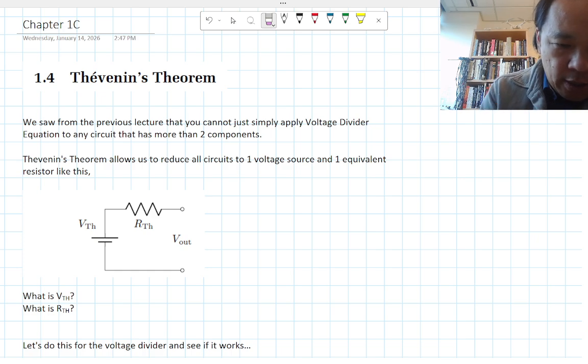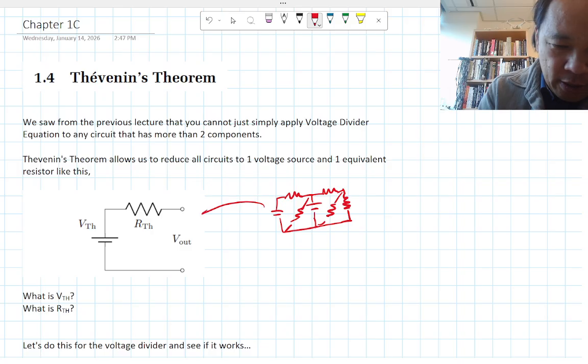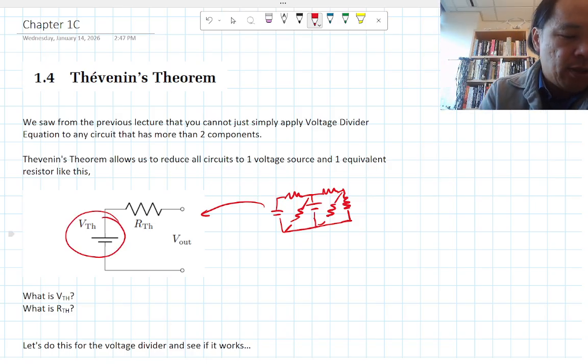So the idea is that anything, like let's say I have this crazy circuit that has multiple resistors, multiple battery power supplies. Let's say this is connected to ground, right? And then you have another resistor here, another resistor here, another resistor here. You can make this into basically something that has a single voltage supply and a single Thevenin's resistance. This is actually known as the output impedance or output resistance.